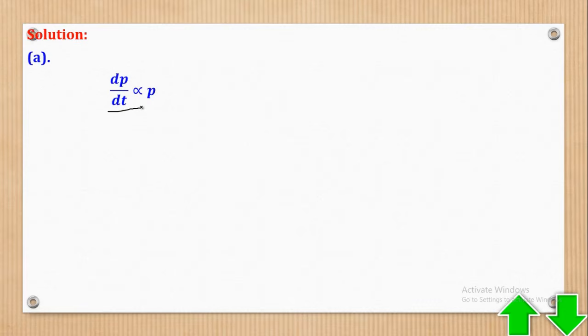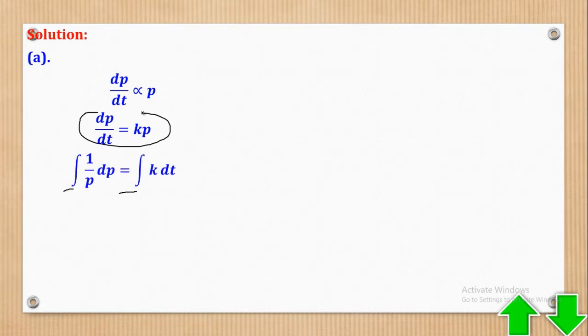So this is our differential equation. Then put a constant of integration. The constant is positive because this one is increasing as time increases. So separate the variables and put integrals on both sides because this is a separable differential equation. Then integrating, this gives you that and this gives you that, plus the constant of integration.